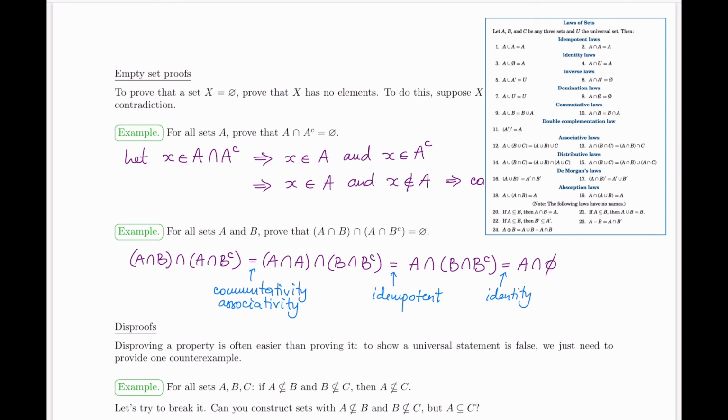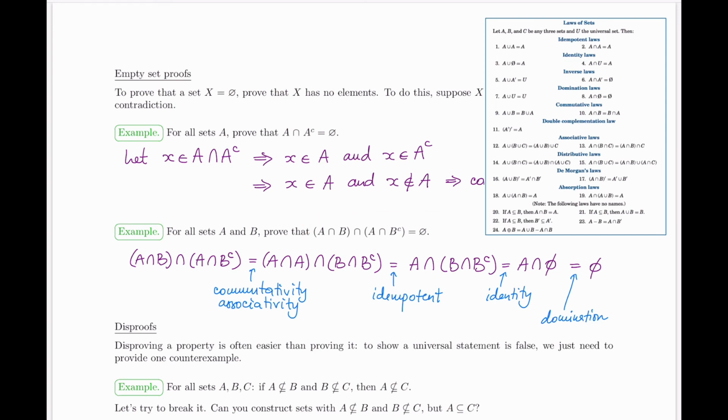And now, what do I have for A intersection the empty set? Is there anything in the table that allows me to simplify that? And in fact, there is this thing called domination law. A intersection the empty set is just the empty set itself. So here I have domination law. And I have come to the conclusion that my original set is equal to the empty set, which is the thing that I was trying to prove.